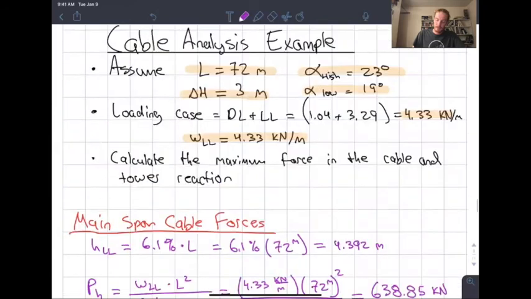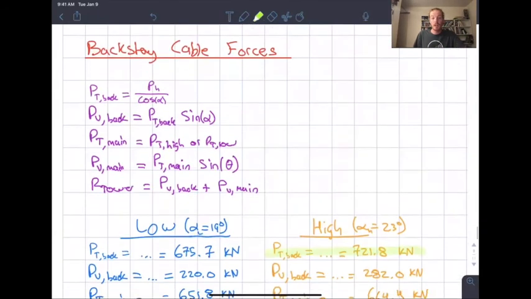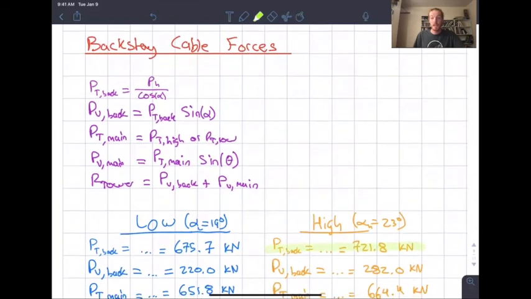Okay, so let's go back to the problem statement. We're just going through an example of calculating all the forces in our cables, but we just calculated the maximum force in the cable as well as the tower reaction, and we're good to go. So hopefully you were able to follow along and check your own calculations, plug in your own numbers for this. And next we'll go into actually using the results of this analysis to design the cables, and then we'll go ahead and use the resultant force for that vertical reaction in a future analysis on the abutment.